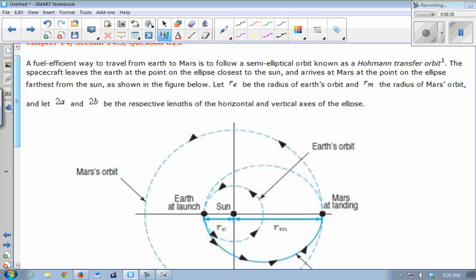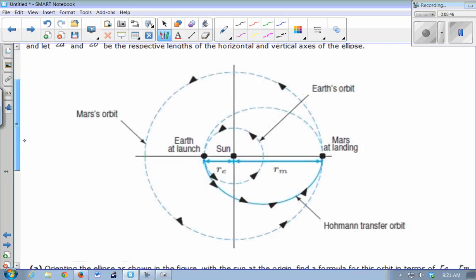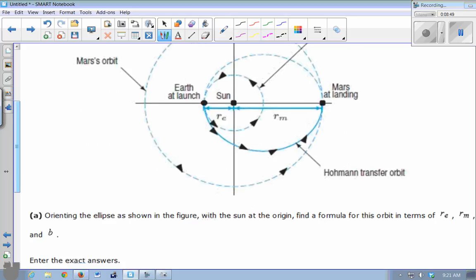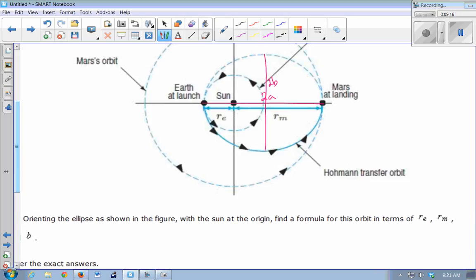Let RE be the radius of the Earth. Okay, so E stands for Earth, radius of the Earth. RM be the radius of the Mars orbit, and let 2A and 2B be the respective lengths of the horizontal and vertical axes of the ellipse. Okay, so this distance is 2A, this distance is 2B. Orienting the ellipse as shown in the figure with the Sun at the origin, find a formula for this orbit in terms of the Earth's radius, Mars' radius, A and B.